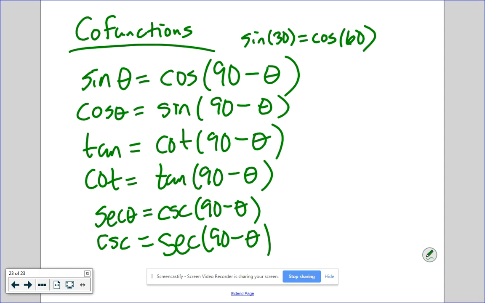Any questions on that? Good, bad? Again, that's just telling us that every 90 degrees, sine and cosine should mirror each other.